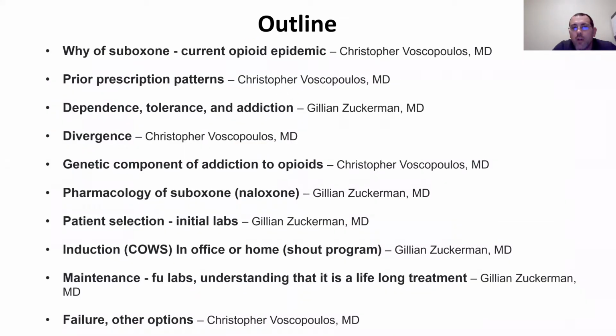Here's an outline of the talk. We'll cover the why of Suboxone and the current opioid epidemic, prior prescription patterns, dependence, tolerance, and addiction, divergence, genetic component of addiction to opioids, the pharmacology of Suboxone and naloxone, patient selection with initial labs, induction using the COWS metric, in-office or home, SHOUT program, maintenance, which is follow-up labs, understanding that this is lifelong treatment, and then what if there's failure and we'll introduce other options.